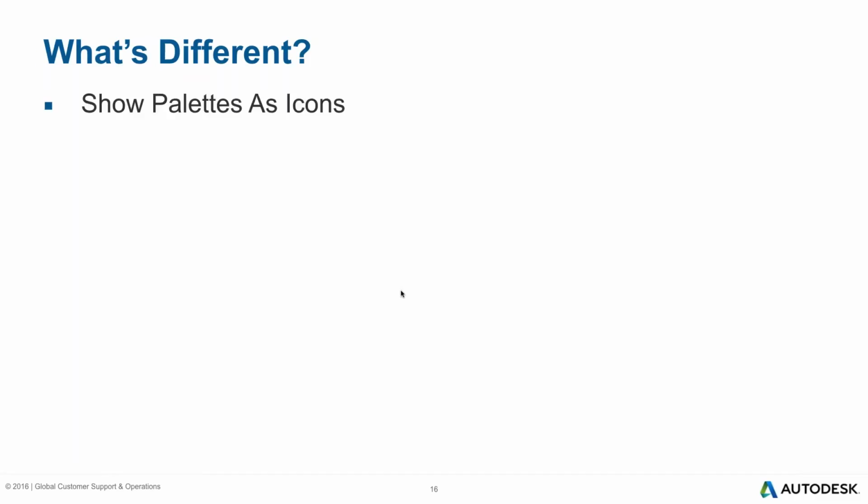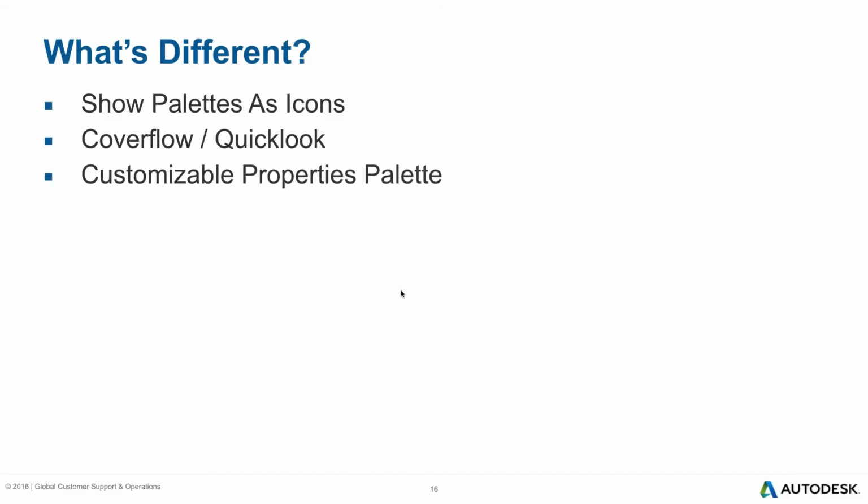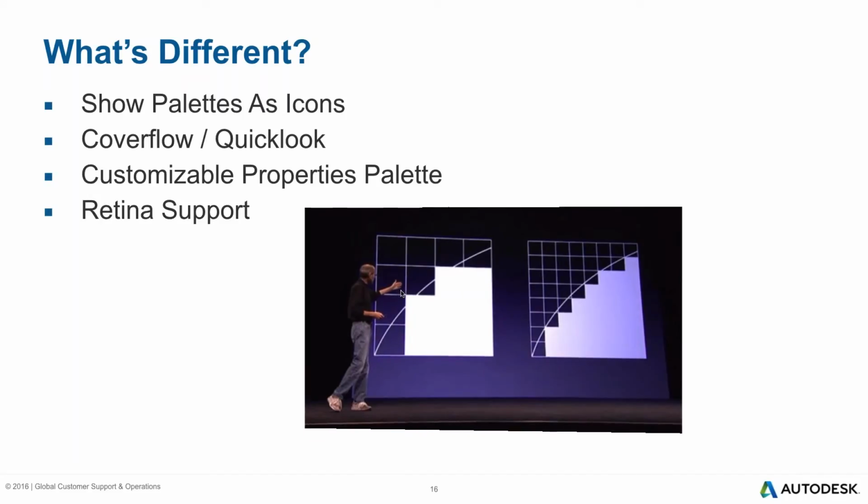But again, we also have some things that the Windows version doesn't have. So we have a cool feature that I'll show you guys in a few minutes called Show Palettes as Icons. We also have Cover Flow and Quick Look, which the Windows version hasn't had. We also have a customizable properties palette, which I'll show you guys again in just a few minutes. And we were also the first ones to come out with Retina support.